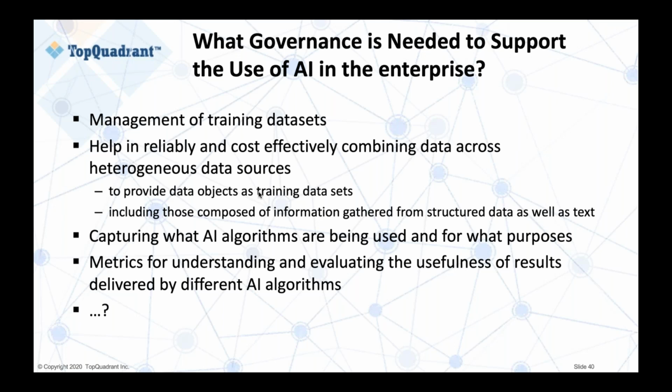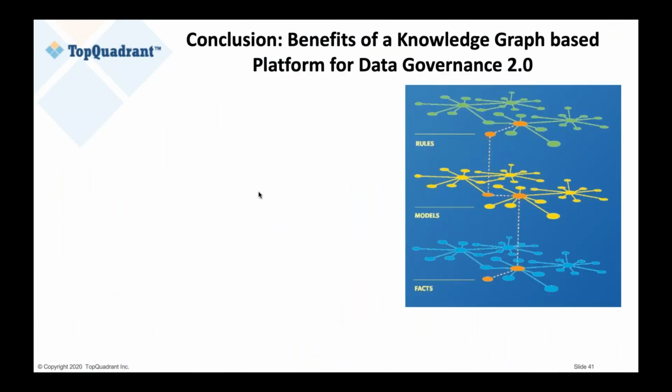So in terms of governance and in the world of AI, there's various places where governance is important: management of training data sets, creating reliable training data, configuring what data to pay attention to, what specific aspects of data to pay attention to, capturing what AI algorithms to use, and so on.